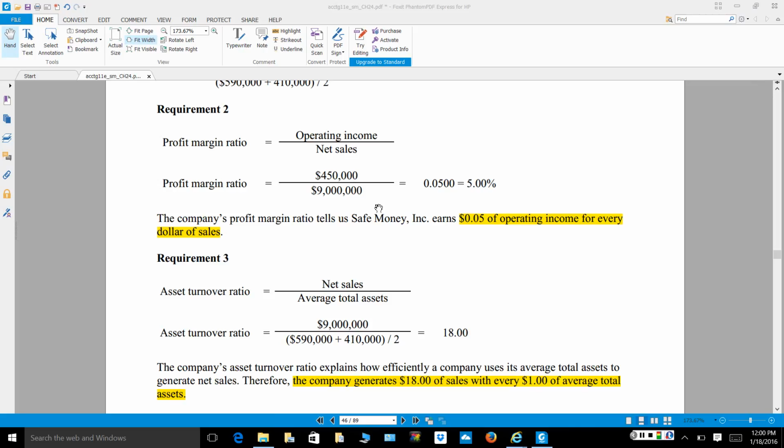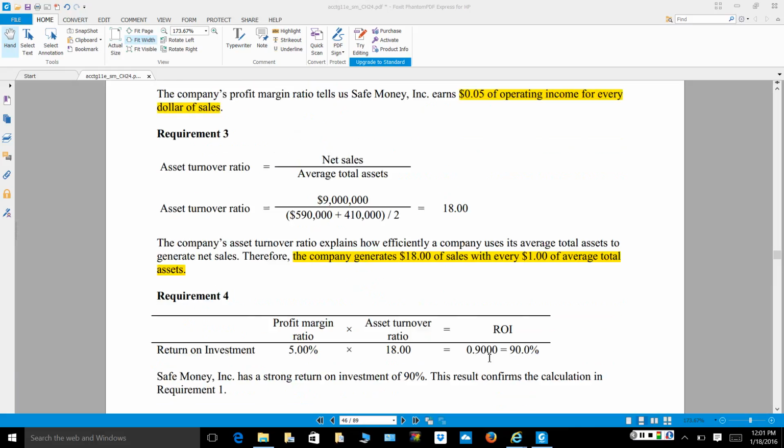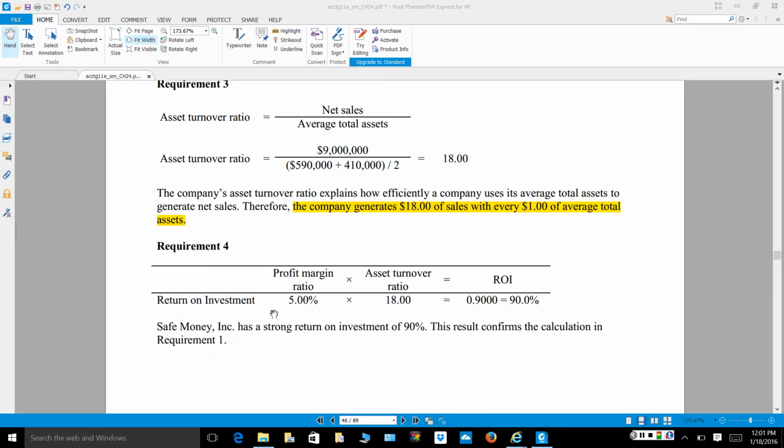And so it is these two components together, my 5% profit margin and my asset turnover ratio of 18. I am turning my assets 18 times, or generating $18 of sales for every $1 of average total assets. This is the driving portion of my return on investment here. And so we can see that when we put it in expanded form, a 5% profit margin ratio multiplied by an asset turnover ratio of 18 gives a complete return on investment of 90%.